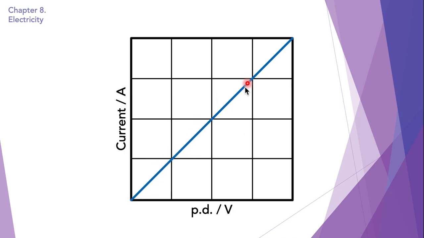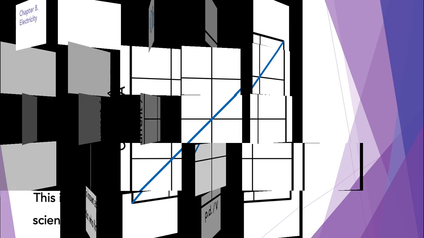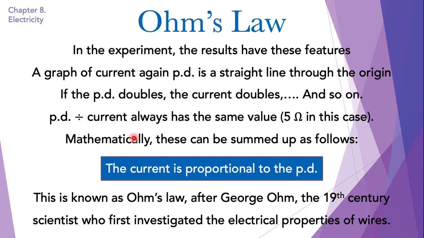So the potential difference and the current are both steady, so the resistance is also the same. This is the graph. This is how the current varies with potential difference for a metal conductor. In this experiment, the results have these features. A graph of current against potential difference is a straight line through the origin. So if the potential difference doubles, the current also doubles, and so on. And the potential difference divided by current always has the same value, which is 5 ohms in this case.